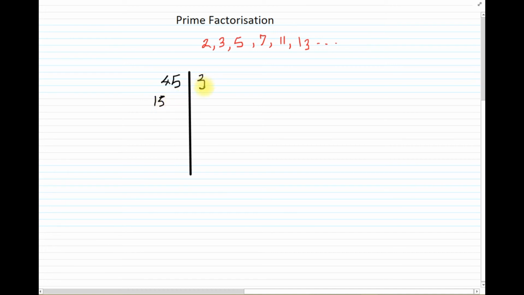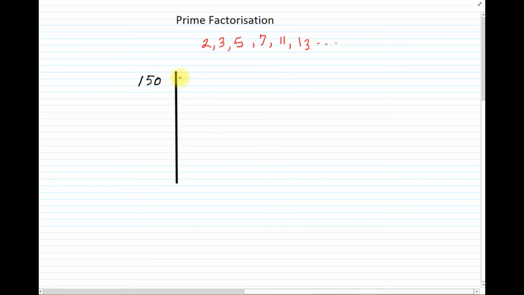Is 15 divisible by 3? It is, because it's 3 fives. So divisible by 3, it gives me 5. Is 5 divisible by 3? It is not. I move to the next prime, which is 5. So 5 divided by 5 is 1. So 45 can be written as 3 to the power 2 times 5. So 3, 3, and 5 are the prime factors of 45.